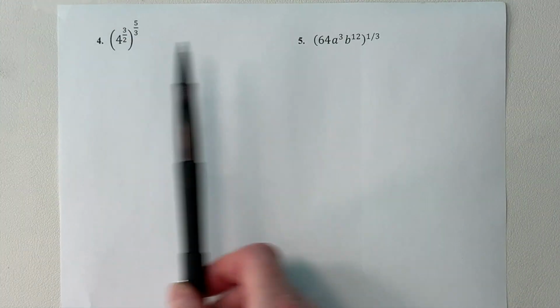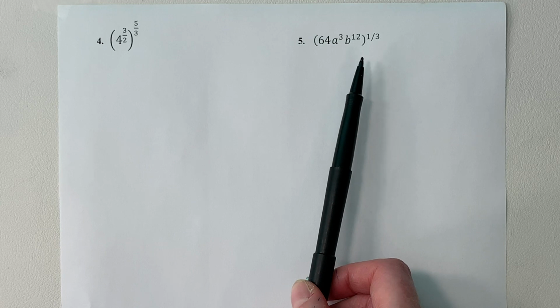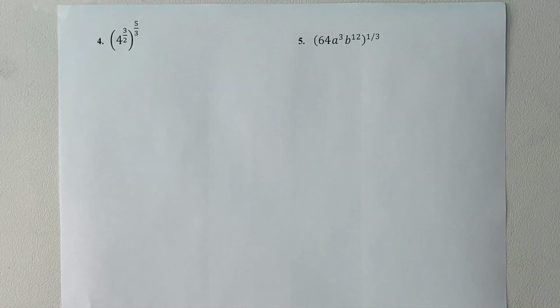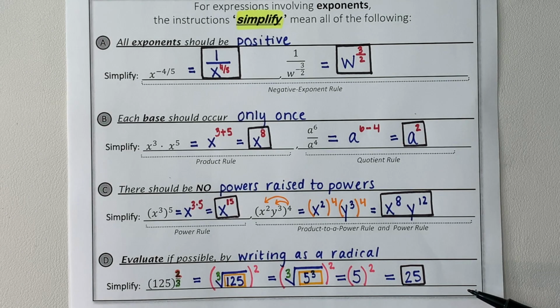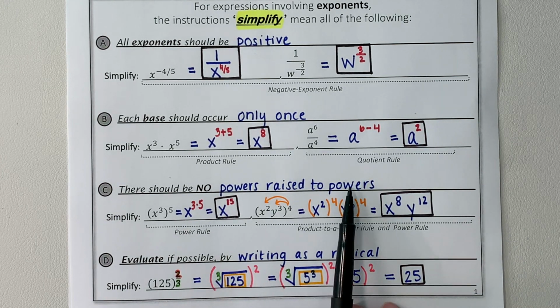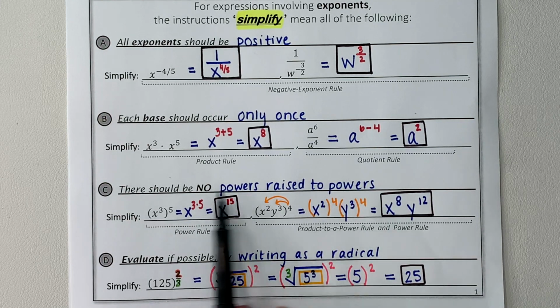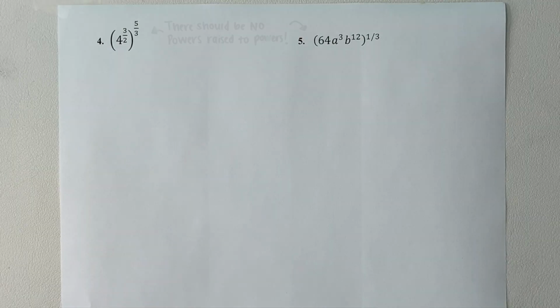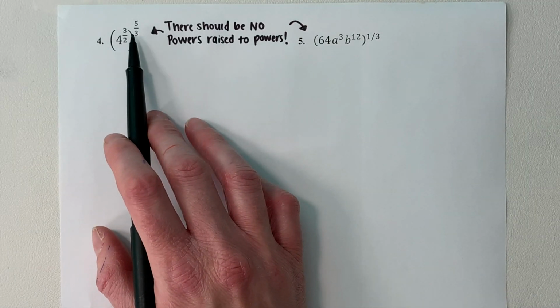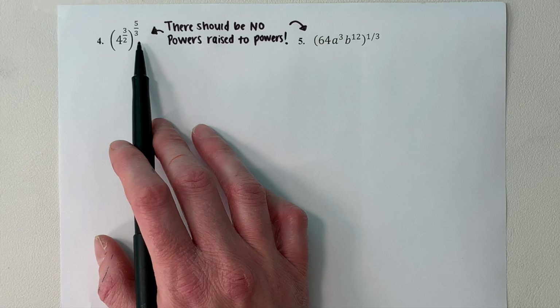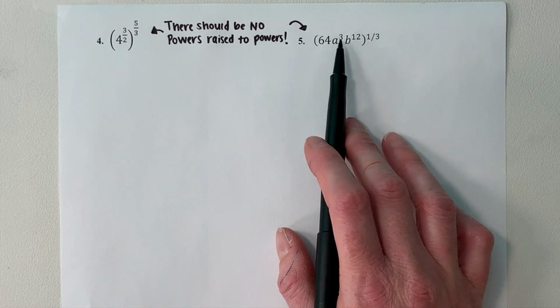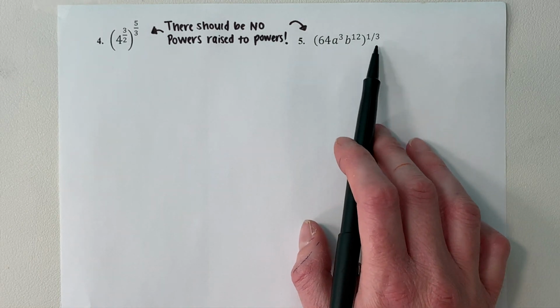Now, if we look at these two problems here, the instructions are still to simplify. So let's look back at the first page. It looks like both of those problems have powers raised to powers. So in order to simplify, we need to rewrite the problems so that there are no powers raised to powers. See here we have this power being raised to a power. We need to fix that. And over here we have these powers being raised to this power. We need to fix that as well.